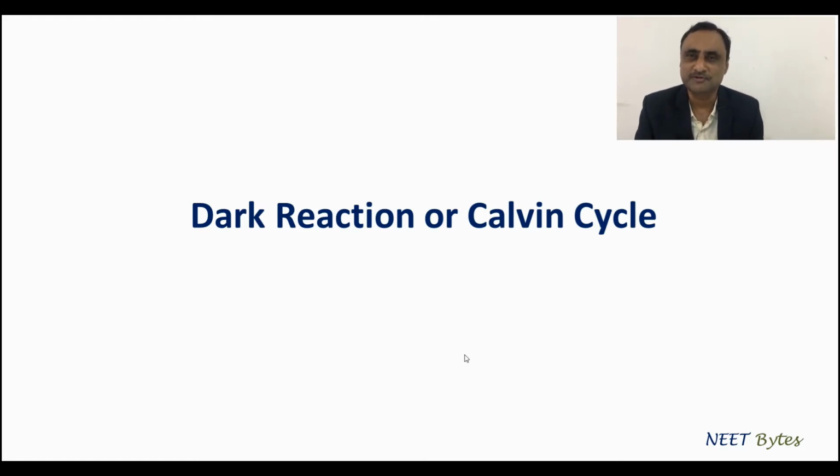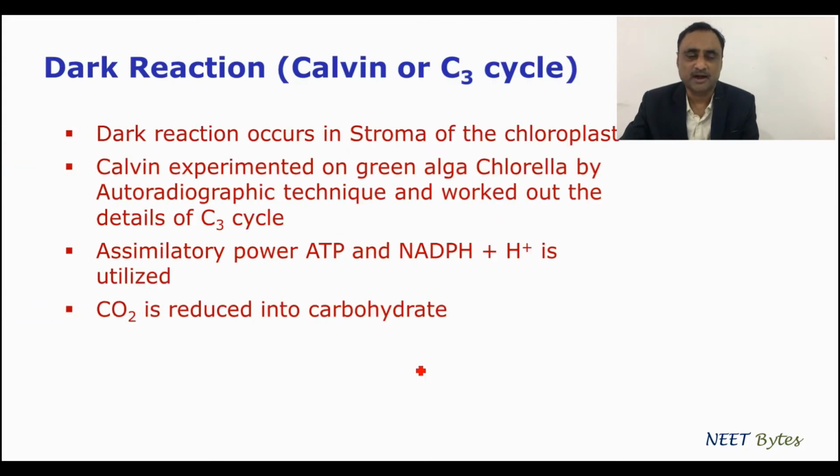This is Dr. Pankaj Kumar, your mentor, and in today's session we will be talking about the dark reactions or the Calvin cycle, right? So you see, the dark reaction occurs in the stroma of the chloroplast. It was worked out by Calvin because he was working on an alga, Chlorella, and what he did, he used the technique we call autoradiography.